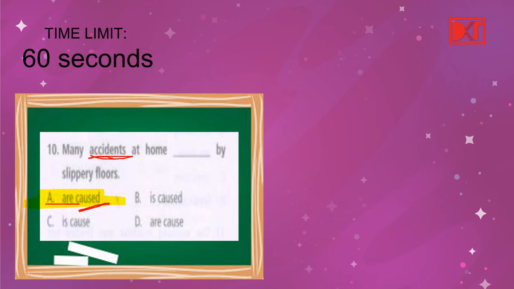In the other options, B is incorrect because accidents is plural and is is used for singular. C is also incorrect as I just told you, and cause is not the past participle. D, now here cause is not the past participle to be used here. All right.